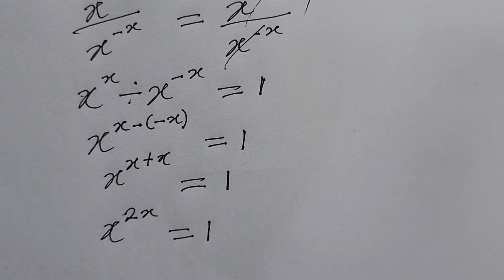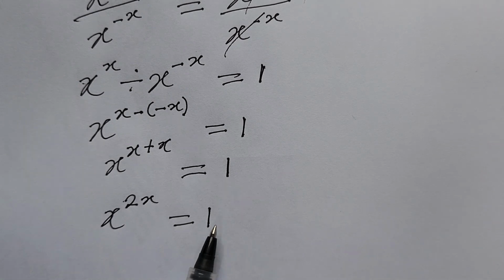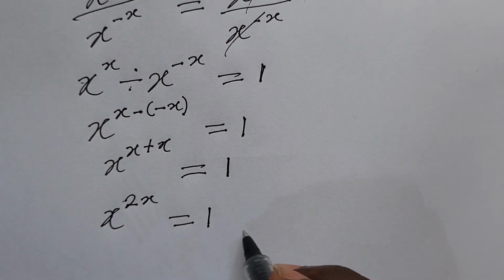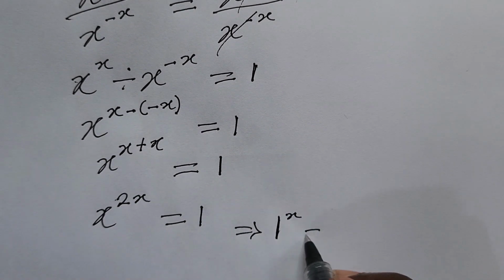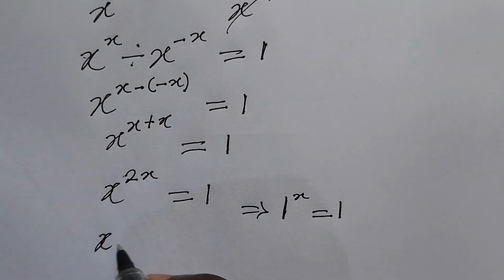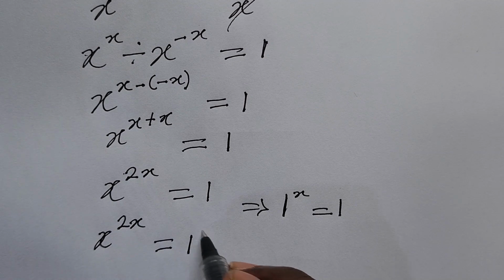Okay, now there is something we want to do here. What is that thing? Look at our right hand side, which is 1 here. This can also be written as 1 to the power of x, which equally gives us 1. So we can rewrite the equation as x to the power of 2x is equal to 1 to the power of x.